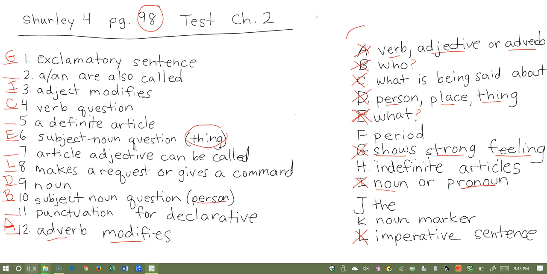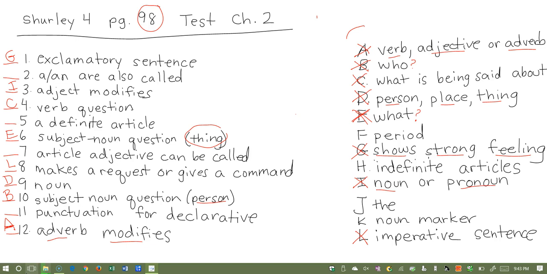What about period? Where do we put a period? We put a period at the end of a sentence. We put it at the end of a declarative sentence. Okay? So, we have declarative, imperative, interrogative, and exclamatory.